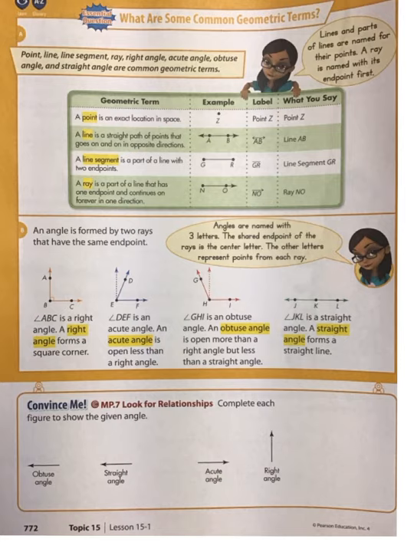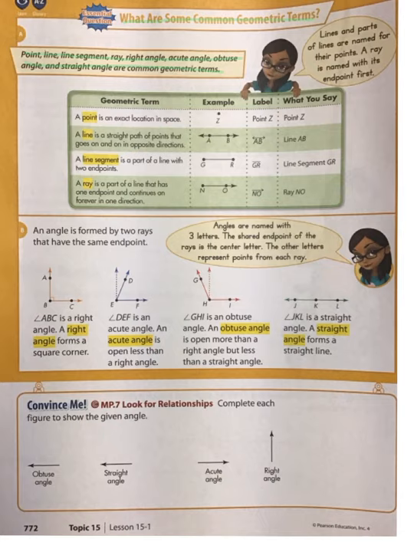We are going to talk about common geometric terms. If we were at school, we would be taking notes on this. You do not have to take notes, but if you can keep this page, it's very important because these vocabulary words and the way that they're drawn and labeled is what you need to know. So we have point, line, line segment, ray, right angle, acute angle, obtuse angle, and straight angle as common geometric terms. We've talked about all of these, so you should be pretty familiar with the names of them.